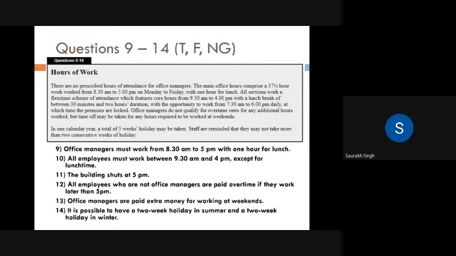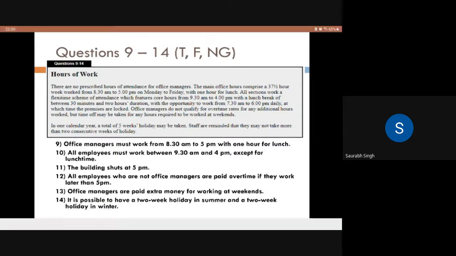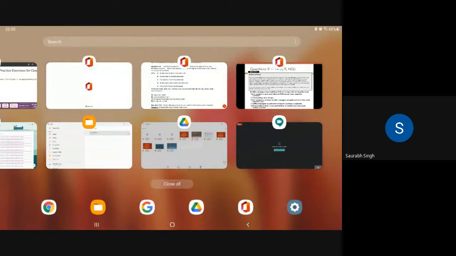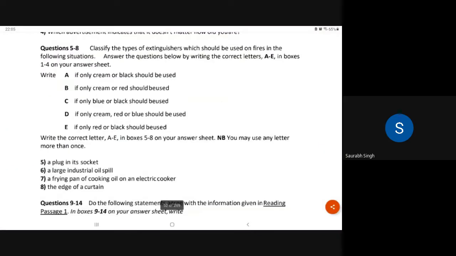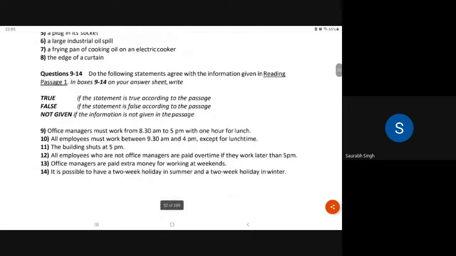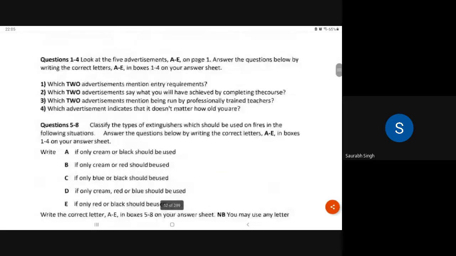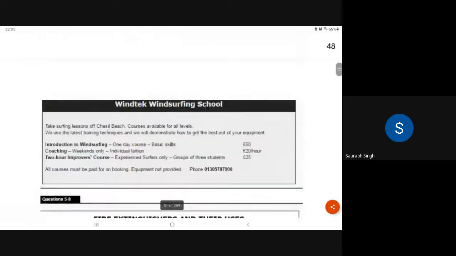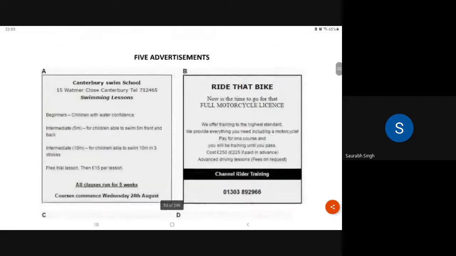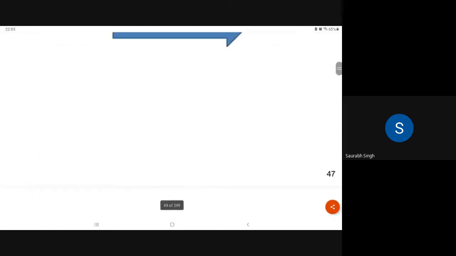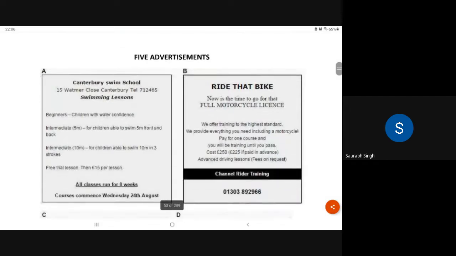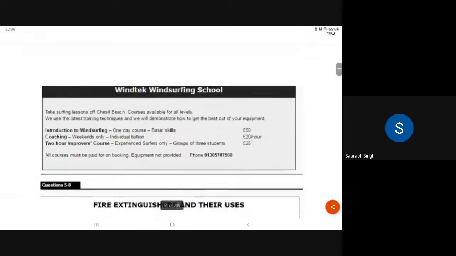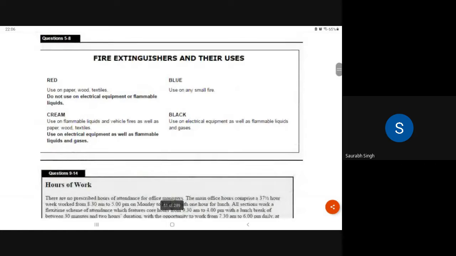Now, hours of work. So another set of questions. True, false, and not given. We all must have done it, right? The next set of questions. See, this entire thing would be one section of your reading. Got it? These are not 3 sections which you are doing. The heading says matching information. So 5 advertisements, a set of questions followed for 5 advertisements.